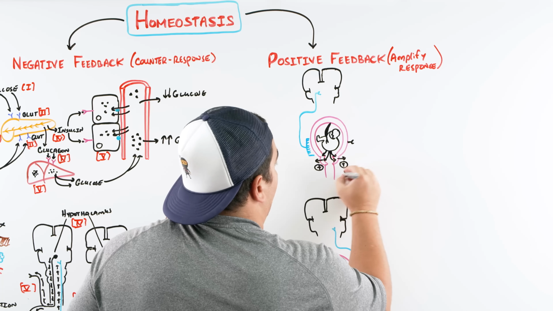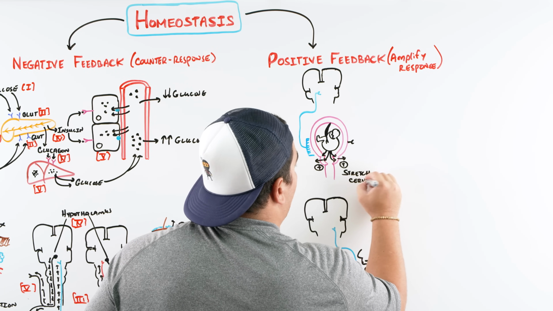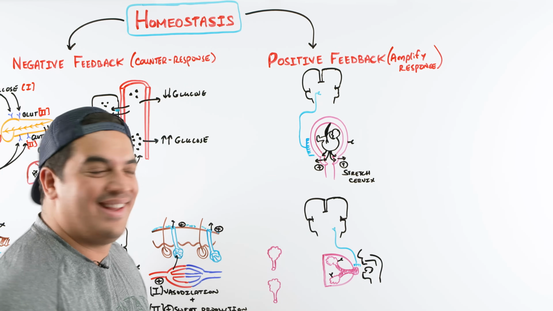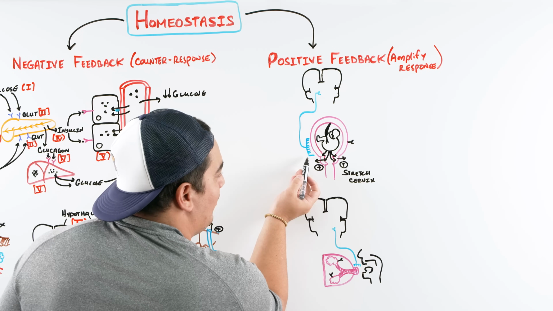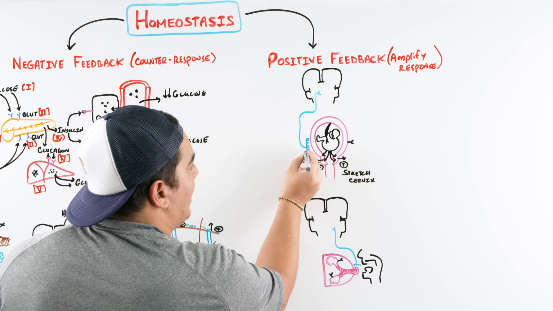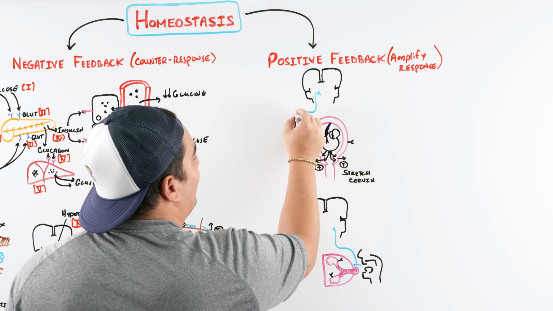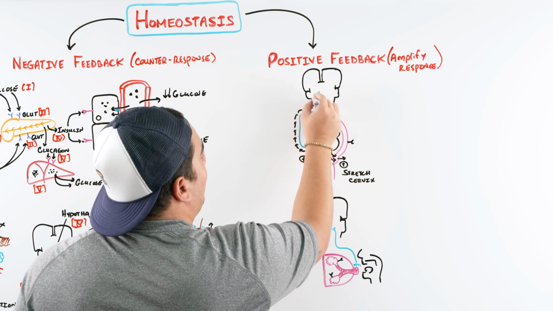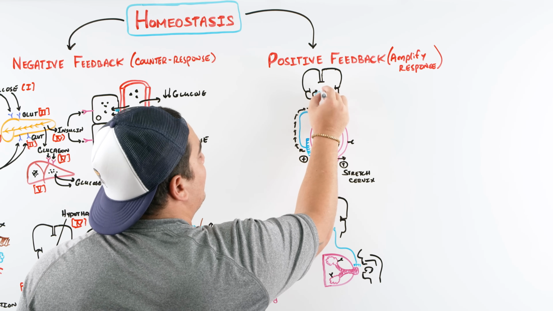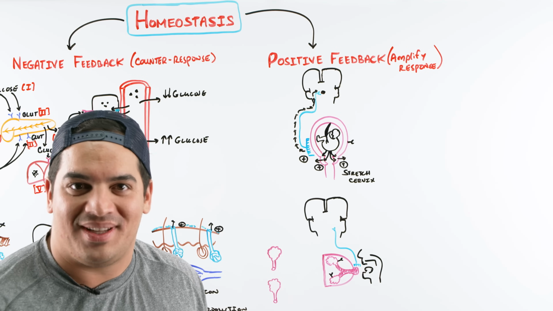That stretching of the cervix is a very powerful stimulus that activates stretch receptors within the uterus. These stretch receptors then send afferent signals to your control center. And in this case, that control center, guess what it is? The hypothalamus and the posterior pituitary.